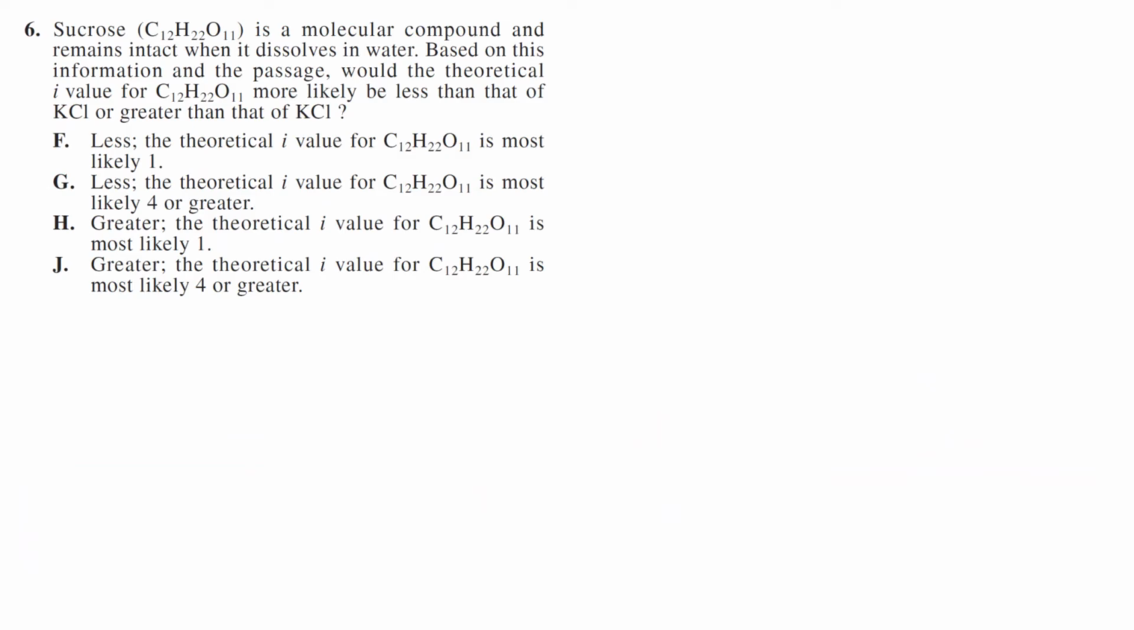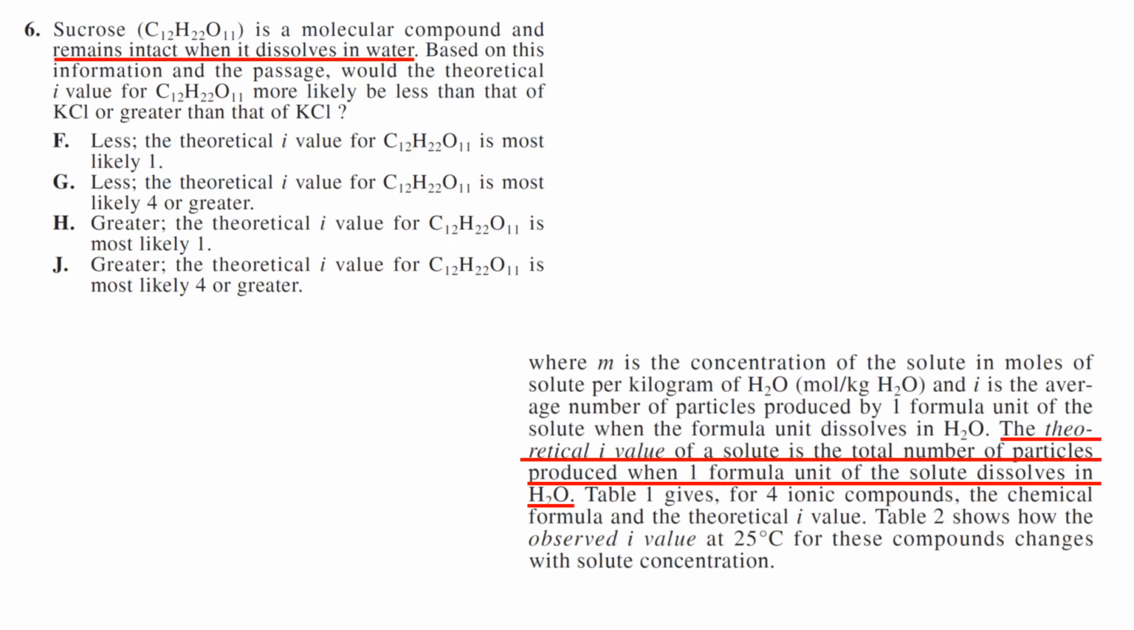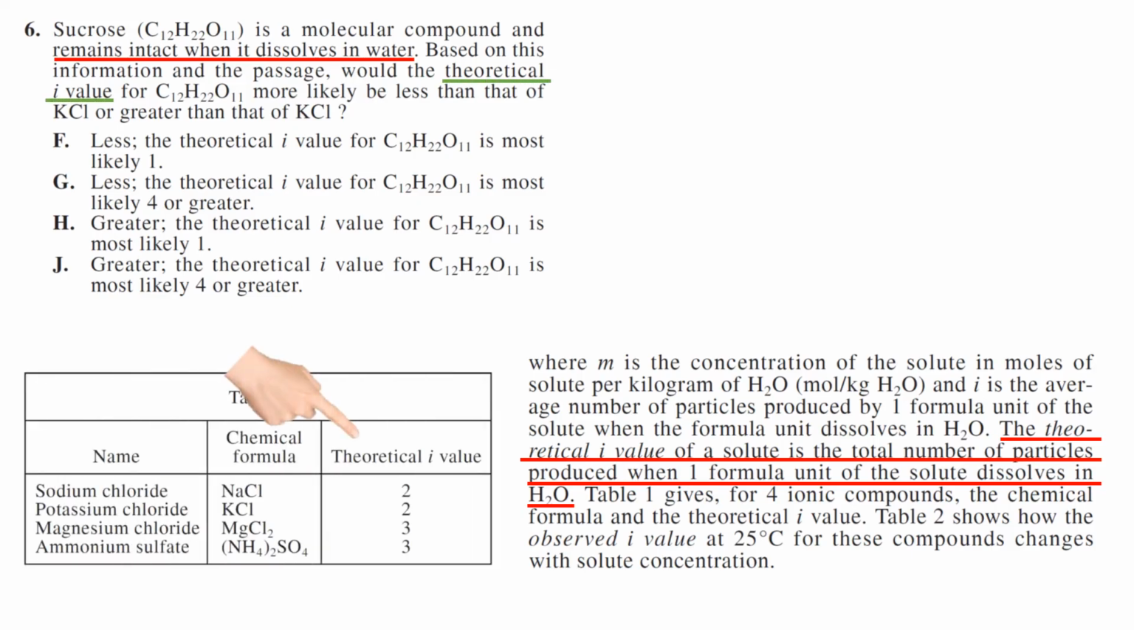Sucrose is a molecular compound and remains intact when it dissolves in water. From the question we just read, we know that the theoretical value is determined when the solute dissolves in water. But sugar, or sucrose, remains intact when it dissolves in water. Based on this information in the passage, would the theoretical value of sucrose be more or less than that of potassium chloride?